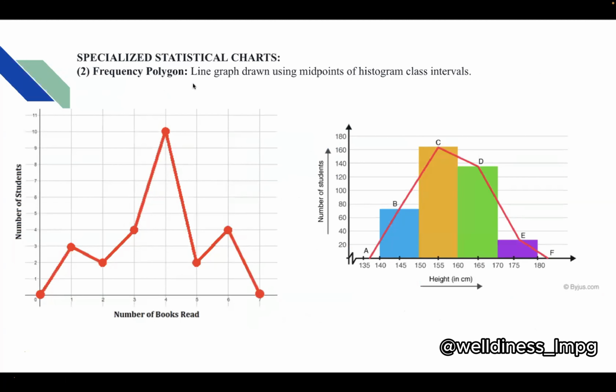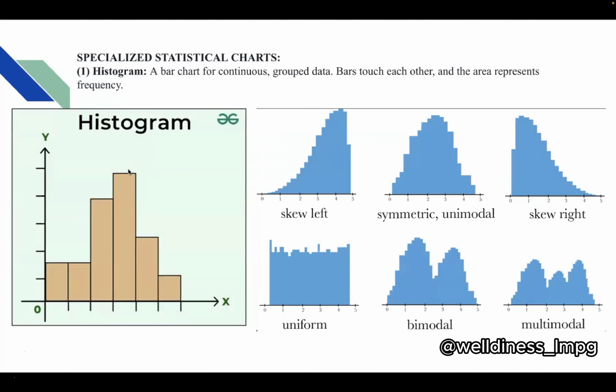We also have the frequency polygon, which is a line graph drawn using midpoints of histogram class intervals. You see these histograms.